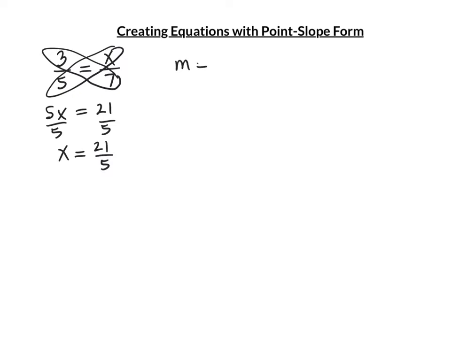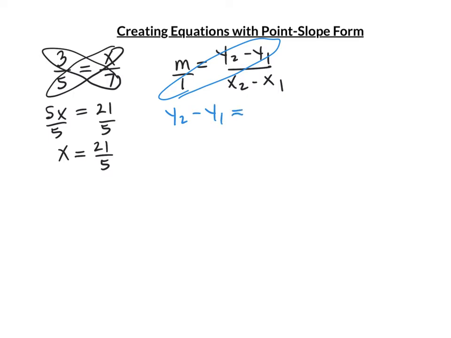We know that the slope is y2 minus y1 over x2 minus x1. We will put the m over 1 because any number divided by 1 is itself, and we'll cross multiply. We get 1 times y2 minus y1, which is y2 minus y1, and m times x2 minus x1. This is point slope. The problem is, what we want to do is end up with an equation that looks like y equals mx plus b.